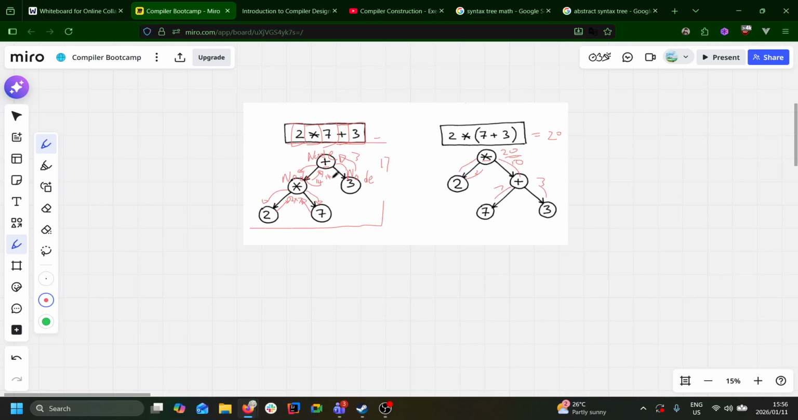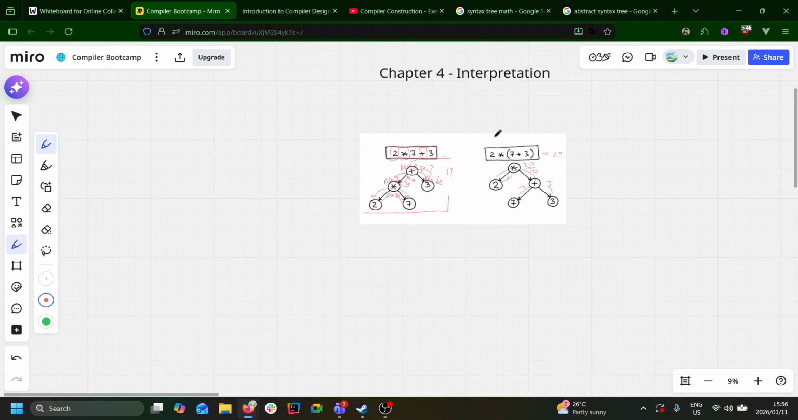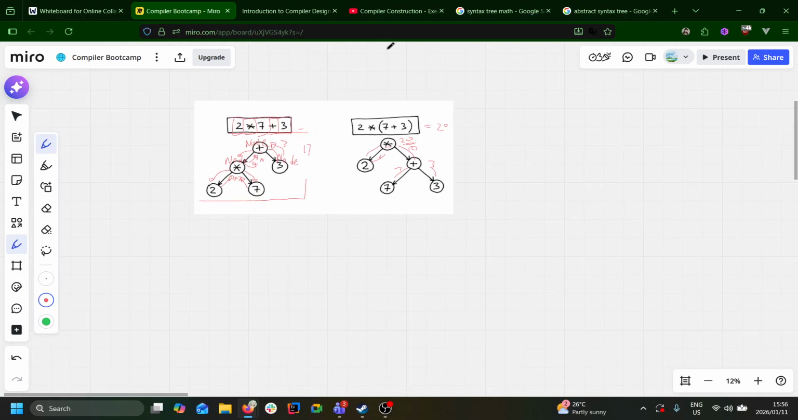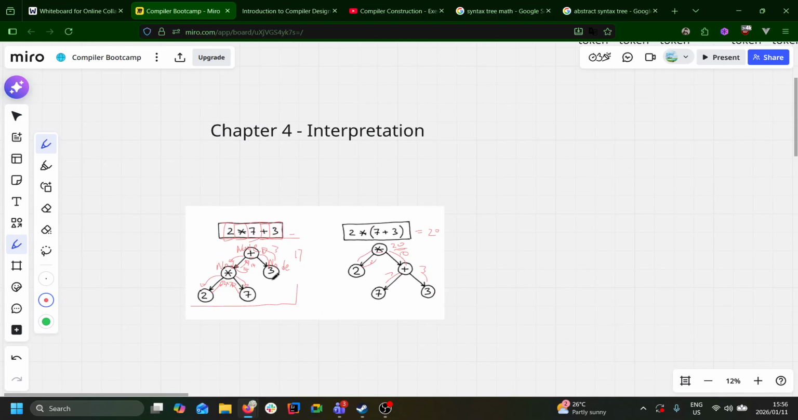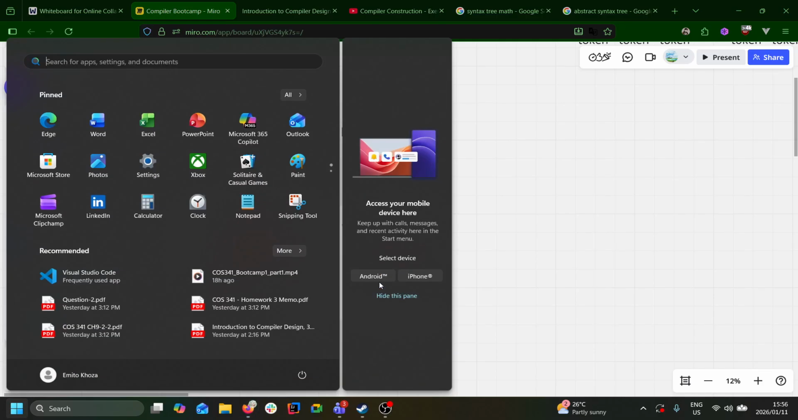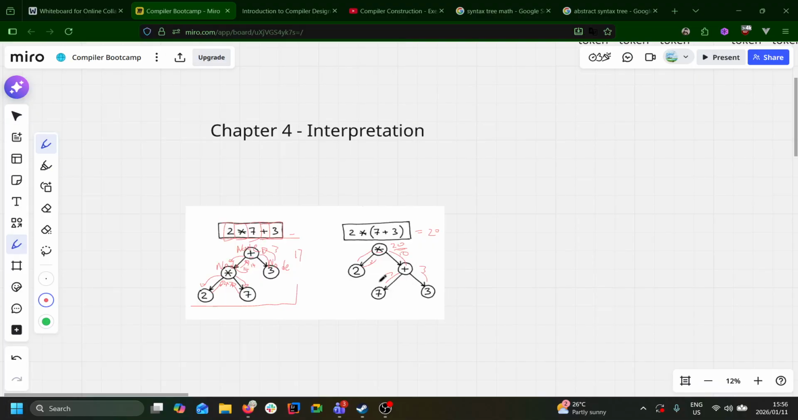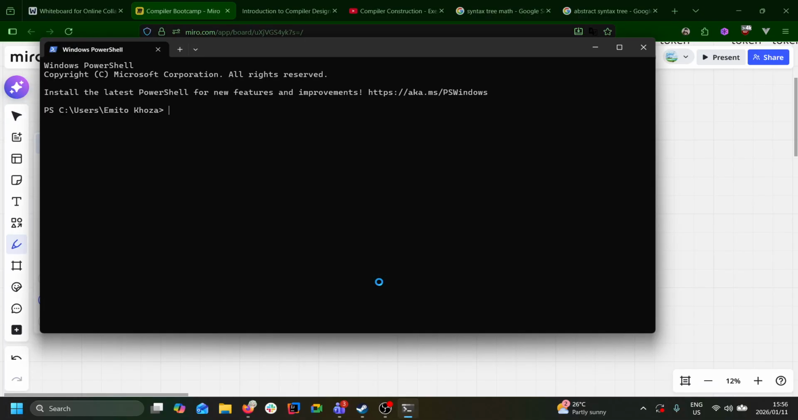So it's a traversal problem. You're just doing a depth-first traversal and you're just getting the result and outputting it. And that's interpretation in a nutshell. But this time we do it using programming languages. An example of that is Python. And Python does that where you can just open up a terminal. You just open up a terminal real quickly just to demonstrate.